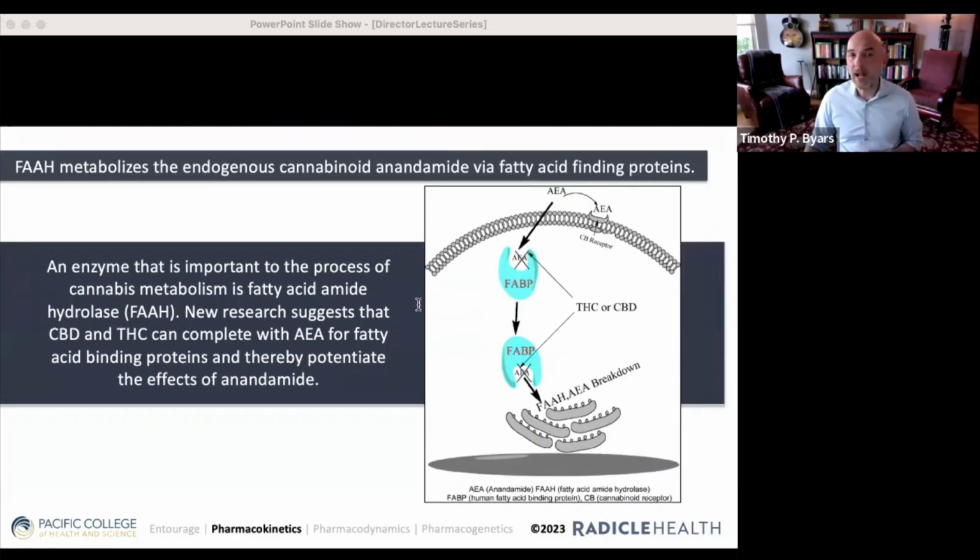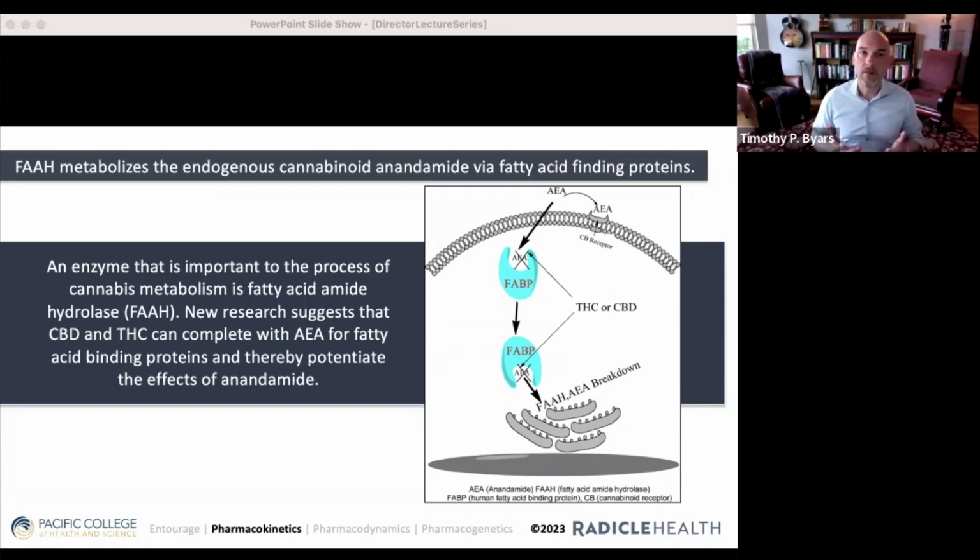We talked a little bit about fatty acid amide hydrolase during the last lecture. Just remember that this is the enzyme that metabolizes anandamide. There's a little bit of older research in animal models that suggests CBD can potentiate the effects of anandamide, and there was speculation that it was because it was inhibiting FAAH. But that hasn't really borne out in clinical trials.